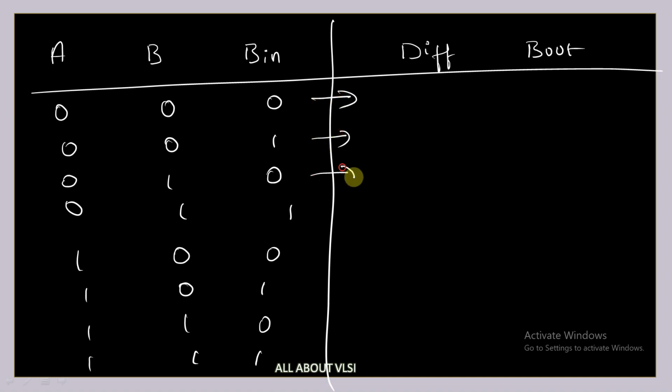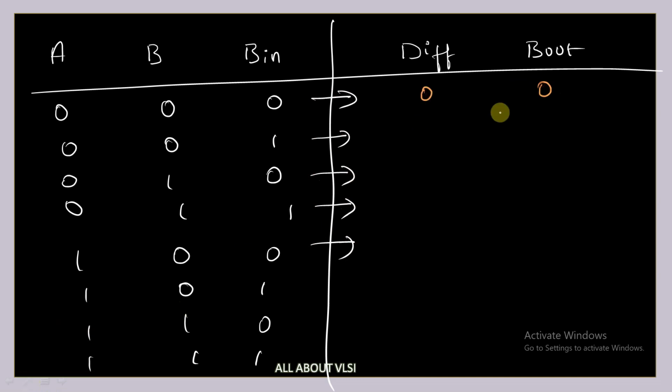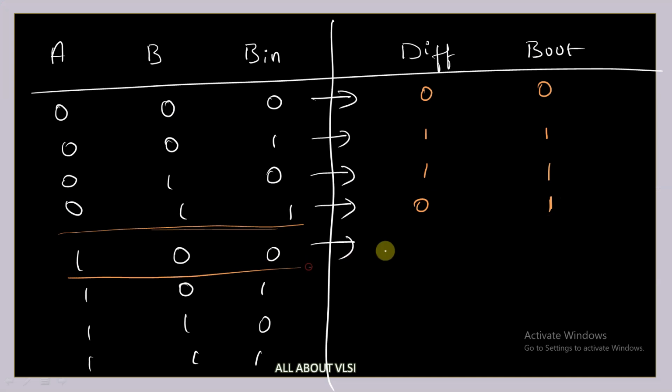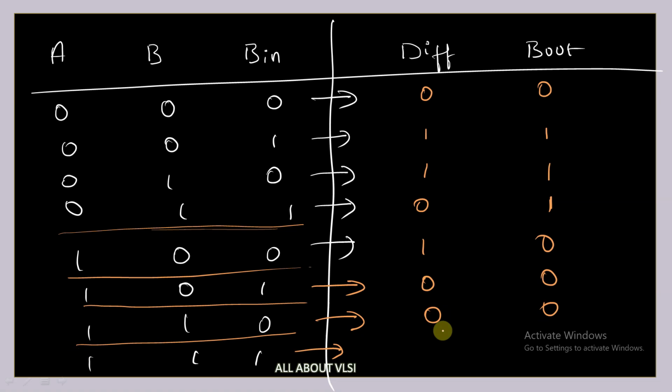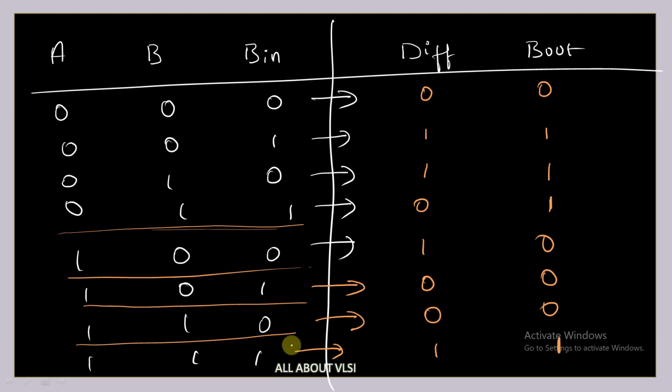Now what is the difference in the first case and what is the borrow in the first case? So difference is 0 and borrow is 0. Now what is the difference and borrow in the second case? For 0 0 1, what is the difference and what is the borrow? And this case 0 1 1, what is the borrow and what is the difference? Now here 1 0. And what is the difference and borrow in the last case? So these are our differences and these are our borrows.